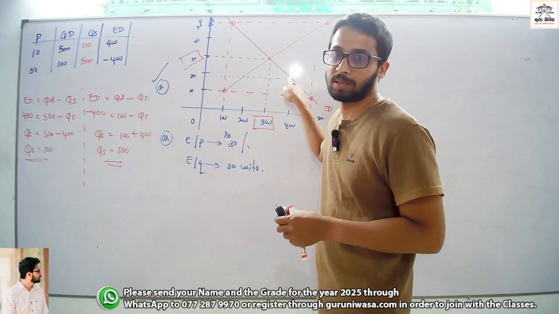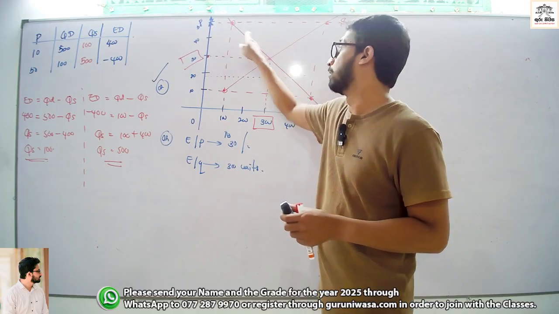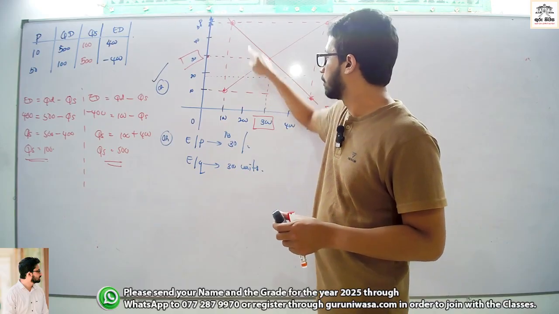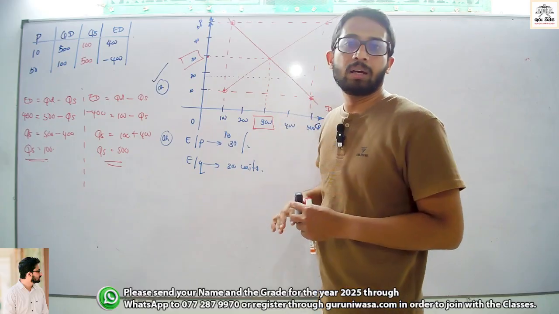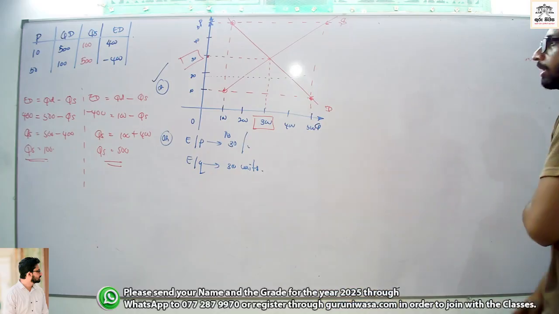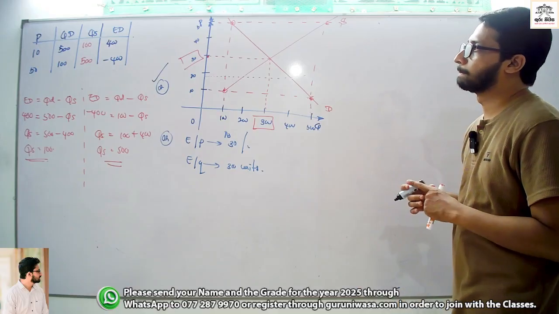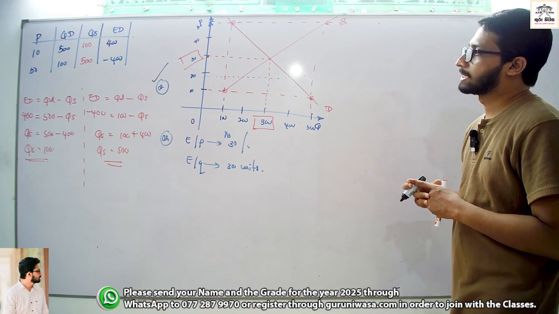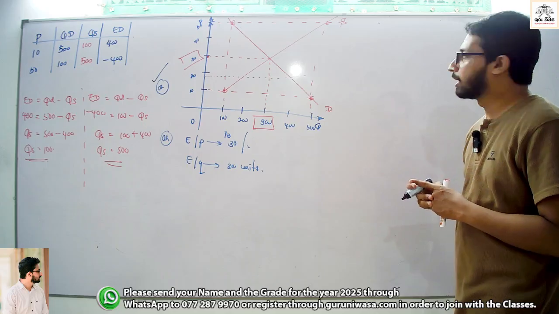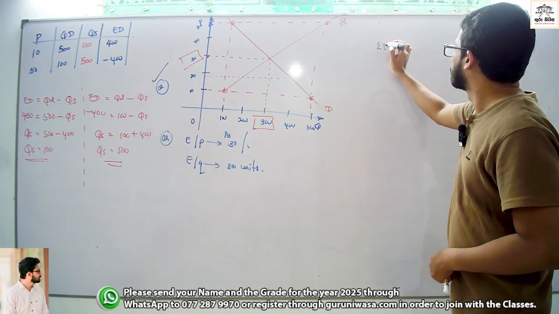The other price was 40 rupees. At price 40 also you can calculate excess supply without graph or equation. But here 18 is a different price, so it's better to derive via equation. Excess demand. Shall we make the excess demand equation? It's better.